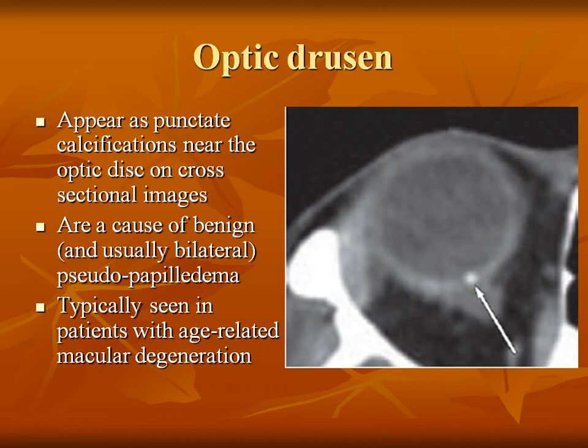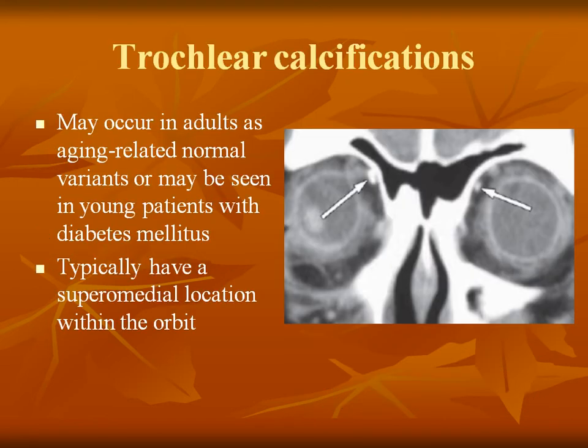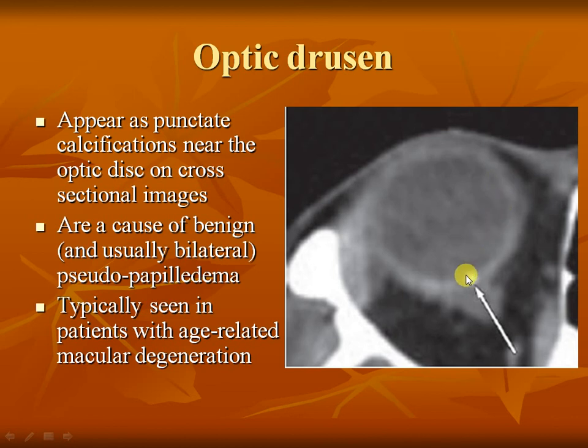Usually bilateral. It's age related. Drusen, D-R-U-S-E-N. Okay. So again, just rapid review. This is a trochlear calcification superior medially. At the site of the insertion of the medial and lateral recti, this we call scleral plaques. Okay. If it is completely collapsed, heavily calcified globe, this is phthisis bulbi. If it is at the origin of the optic nerve, it is drusen.